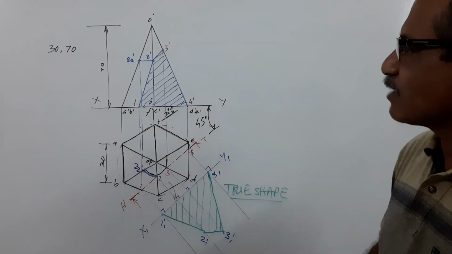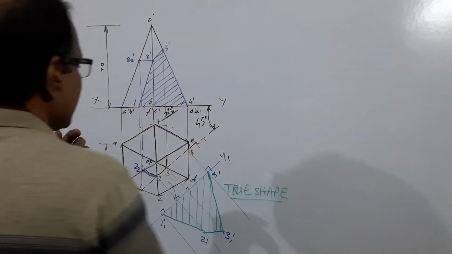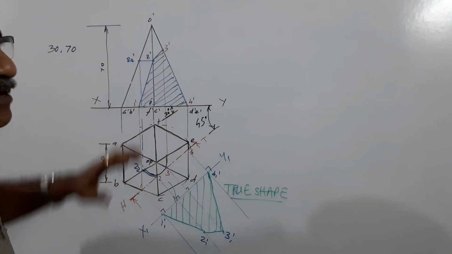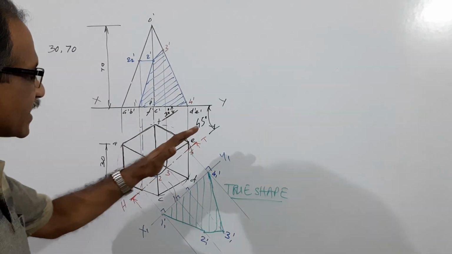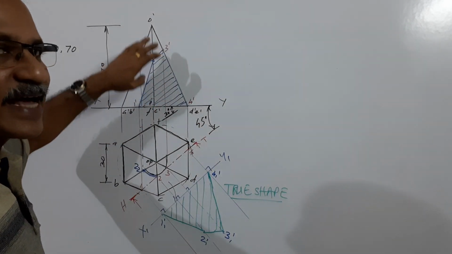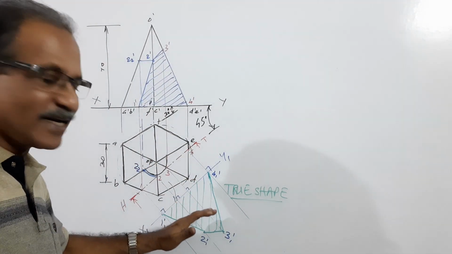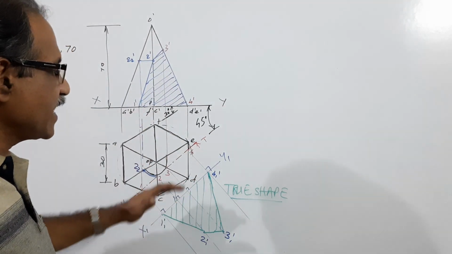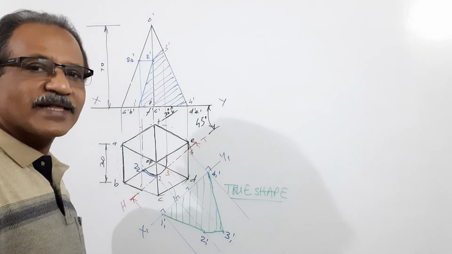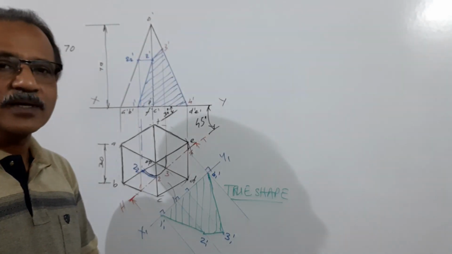I have marked all the dimensions. So usually if this question carries 10 marks, the simple position, the plan and elevation, will carry about 2 marks. The cutting plane will carry another 1 mark, 3. Then the sectional elevation will carry another 2 marks. And the true shape will carry another 3 marks. So totally 8. The remaining 2 marks will be for dimensioning and neatness. That is the usual allocation of marks. I hope you understand it.